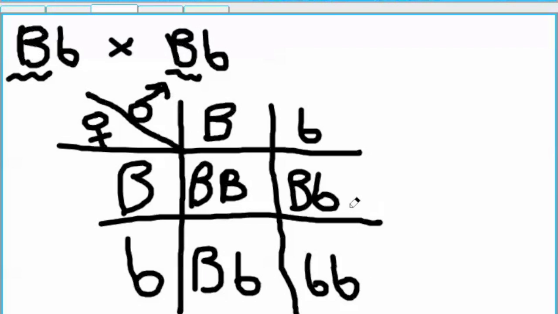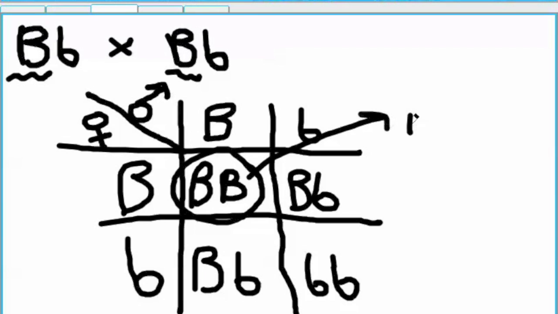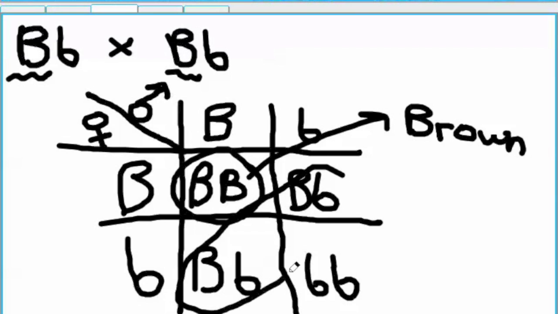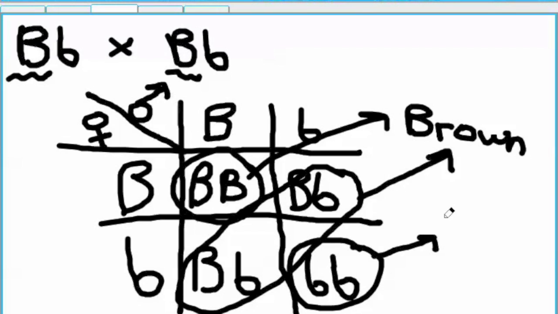Now this is a slightly more complicated example and we get different results. One individual has a genotype of big B, big B, which means this individual will have brown eyes. Two individuals have the genotype big B, little b, which means they will also have brown eyes. And the last individual has a genotype of little b, little b, which means this individual will have blue eyes. It's interesting to note that although both parents had brown eyes, they had a child with blue eyes because they were carriers for this blue-eyed trait.